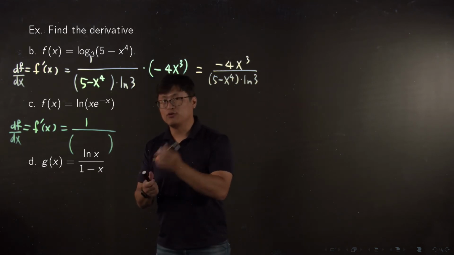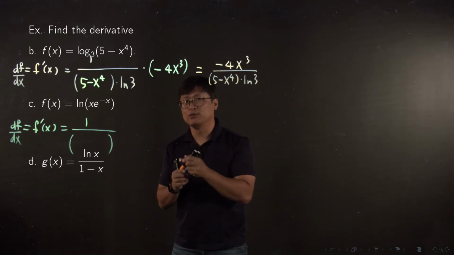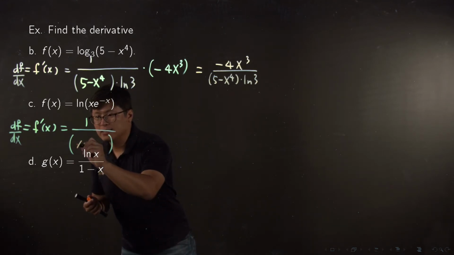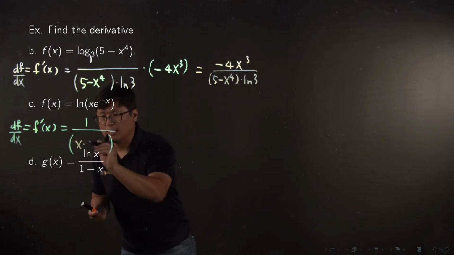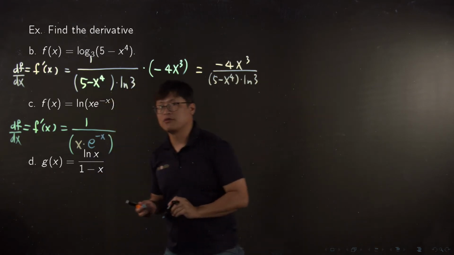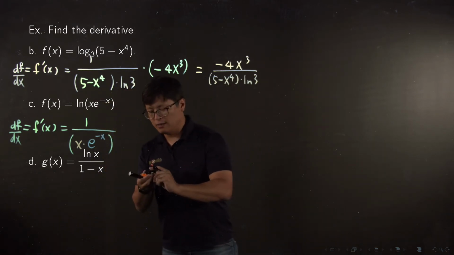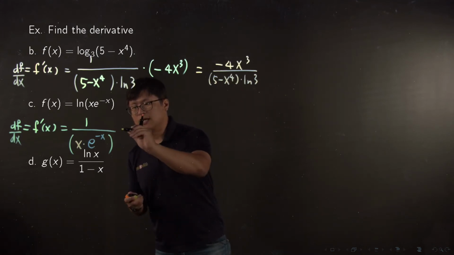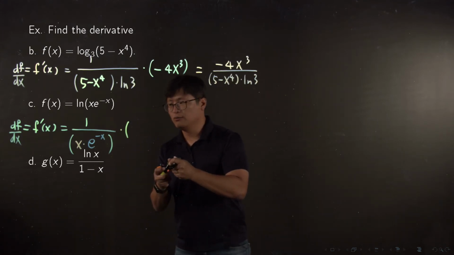And let me try to use two different colors to help you do the product, okay? x times e to the x, okay? x times e to the minus x. Are you with me so far? Once you write the inside function, then definitely you have to multiply by your inside function prime. Let's do it. Here we go.